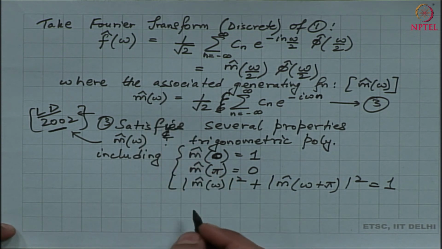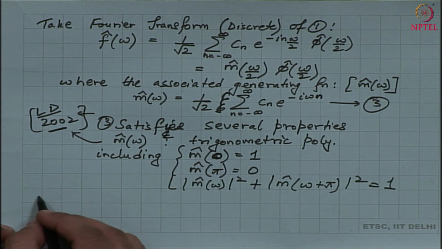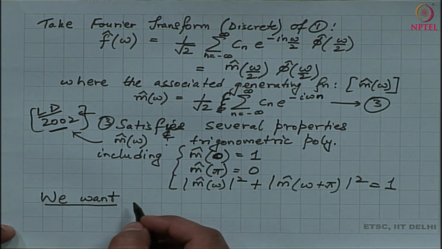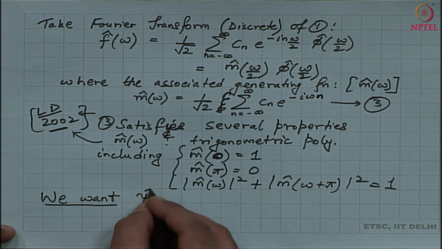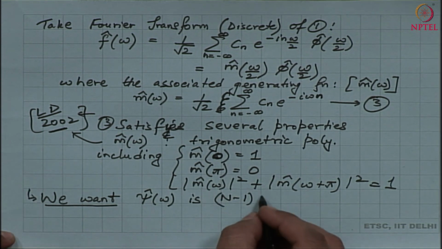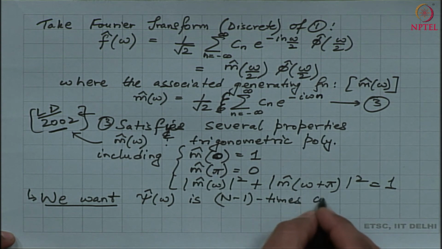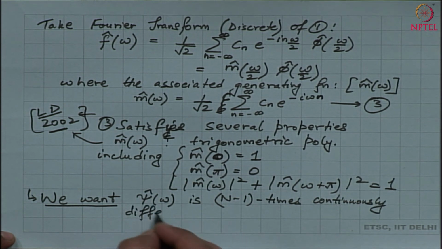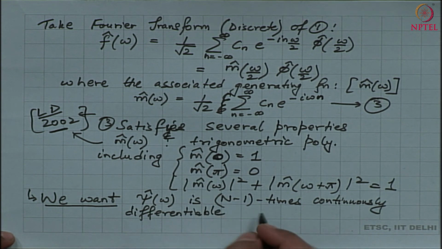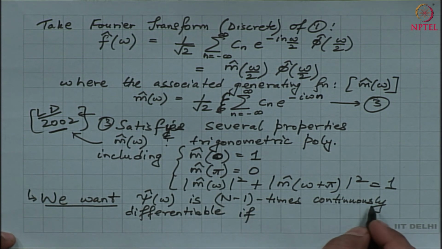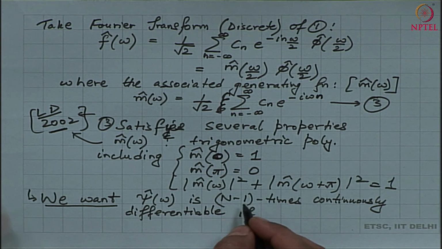So, what we want is to construct the Daubechies wavelet, and to do that we want that psi hat of omega is, let us say, n minus 1 times continuously differentiable. This is the requirement that we want, so that we are able to construct the Daubechies wavelet of the required vanishing moments. So, let us say there are n minus 1 vanishing moments.